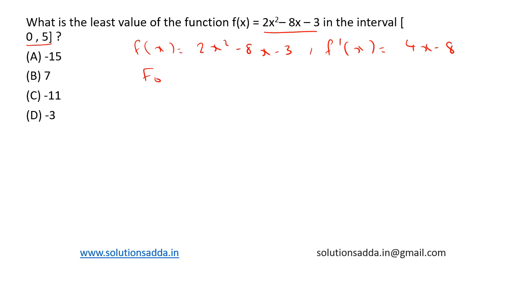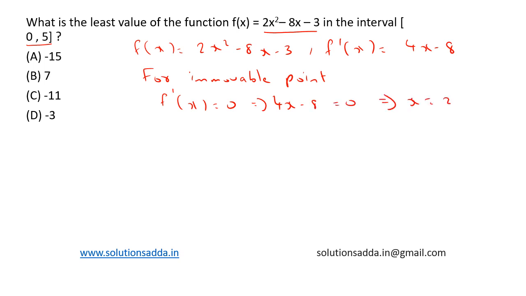Now for immovable point, f dash of x is equal to 0, which means 4x minus 8 is equal to 0, which means that x is equal to 2. Therefore, critical points are 0, that is from here, 2, that is from here, and 5, that is from here. These are the values of critical point.